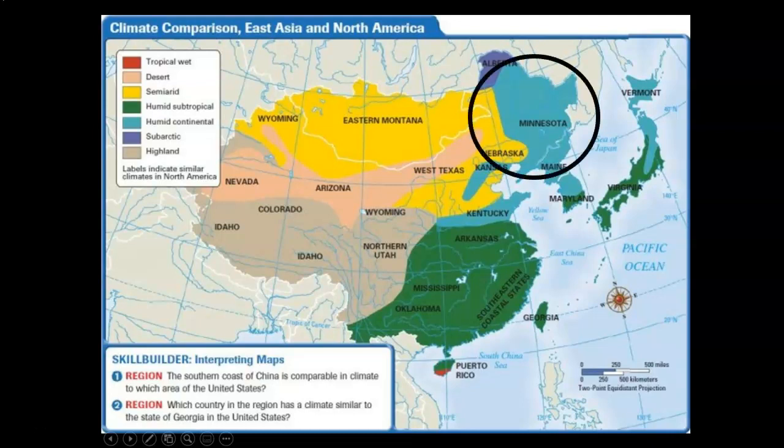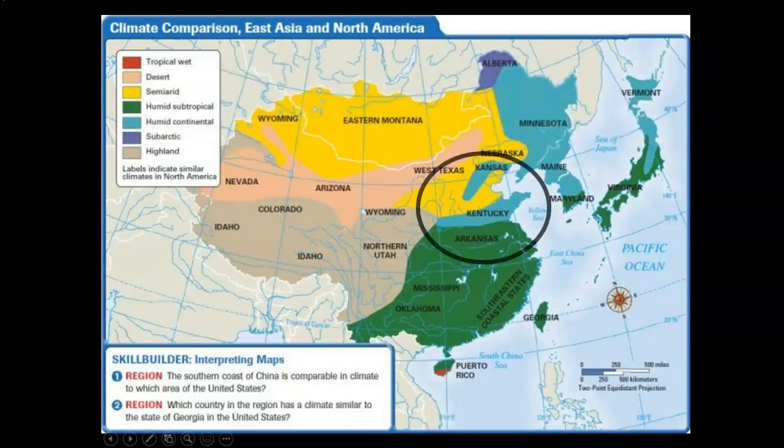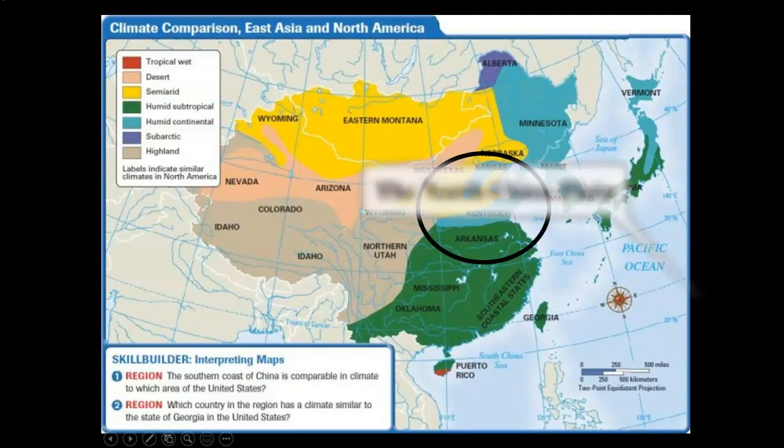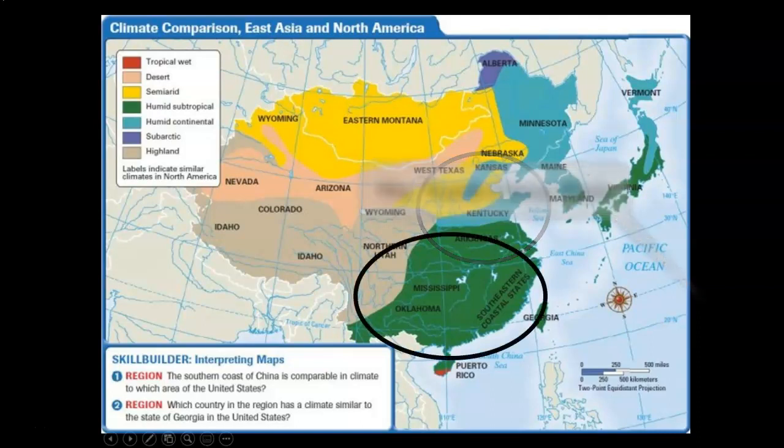In the northeast, we have the northeastern plain, also sometimes referred to by outsiders as Manchuria. Over here to the west of the Yellow Sea, we have the North China Plain. And then this southeastern portion is a part of China that we call the Southern Hills.